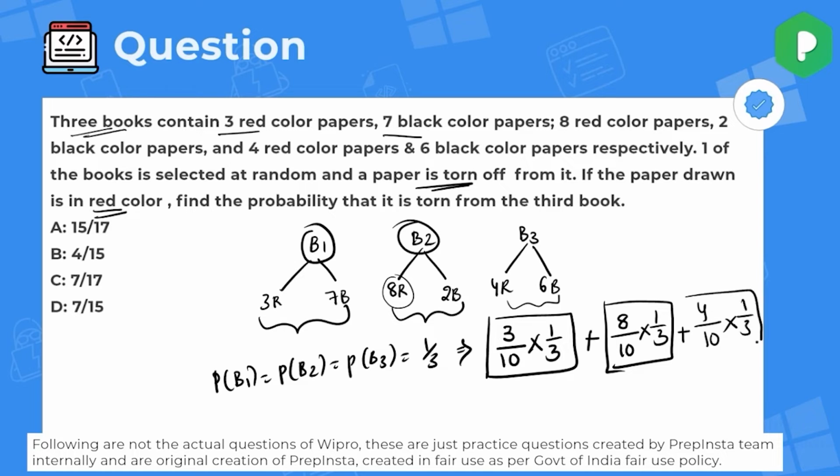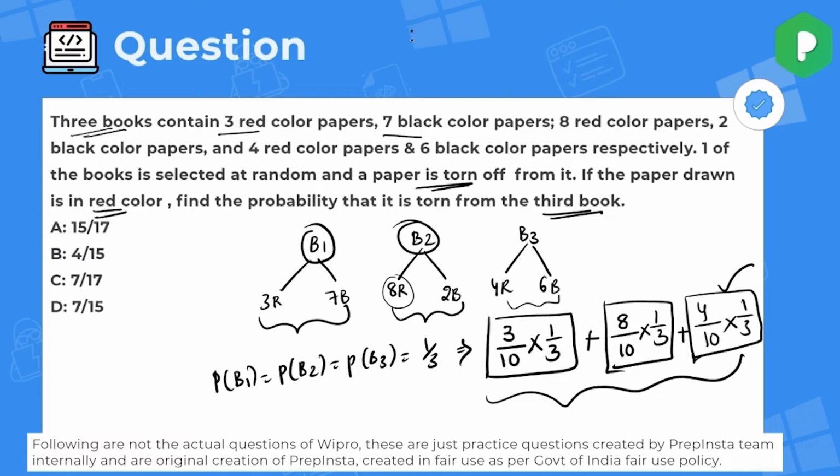So this is the total probability of selecting a red color paper, or tearing off a red color paper, from any one of the books. It is the total probability. And he is asking to find the probability that it is torn from the third book. What is the probability of the third book? This one only, right?